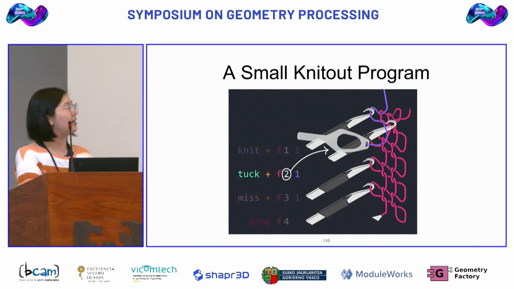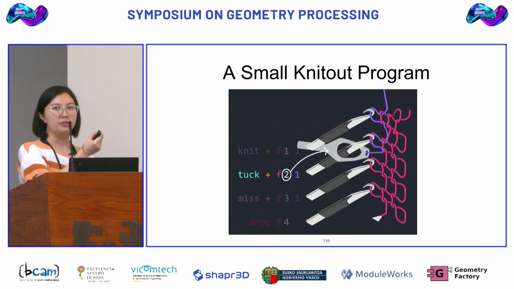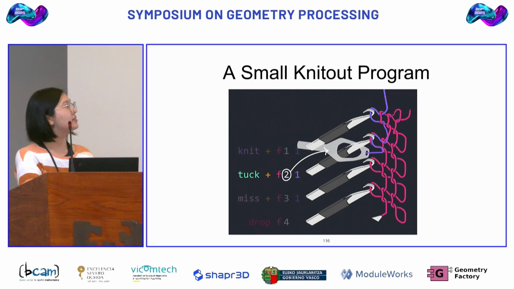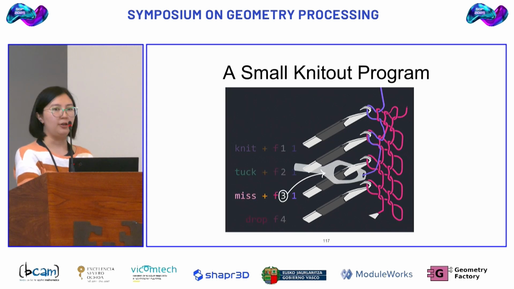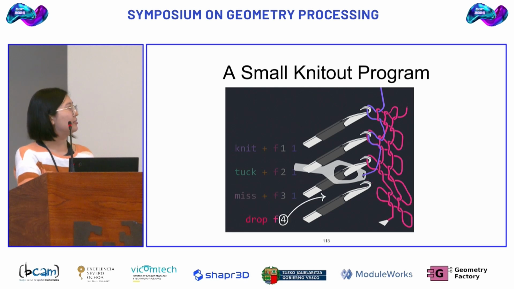For example, we can tell it to tuck, in which case instead of pulling through, it will just form a new loop that's stacked on existing ones. We can do things like tell the carrier to move past a specific needle without actually actuating that needle. We can also just tell a needle to drop whatever it's holding.